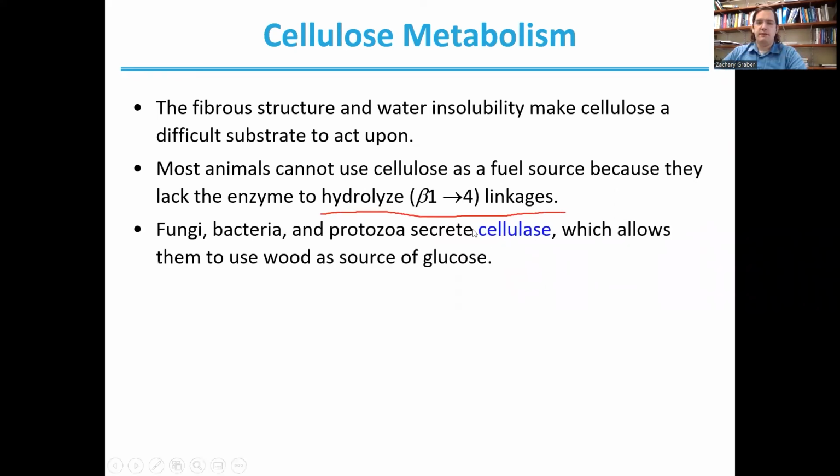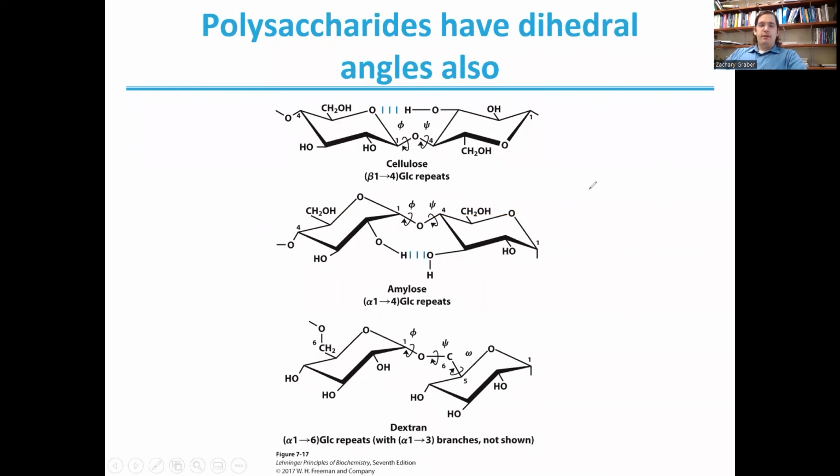Of course, there are some organisms that do have a cellulase enzyme that can cleave the beta 1 to 4 linkages in cellulose. These can then use wood or other tough plant material that includes the cellulose polymer as a source of sugar and ultimately as a fuel source. This difference between cellulose and our starch or glycogen is partially due to the 3D structure of our polymer. So I want to briefly look at the overall 3D structure of our sugars in addition to just looking at the connectivity between our individual sugar molecules.